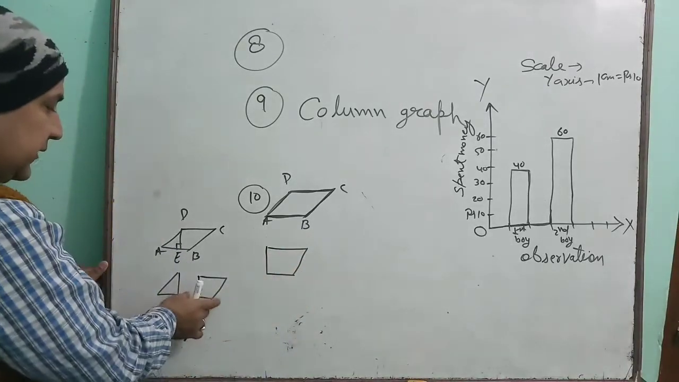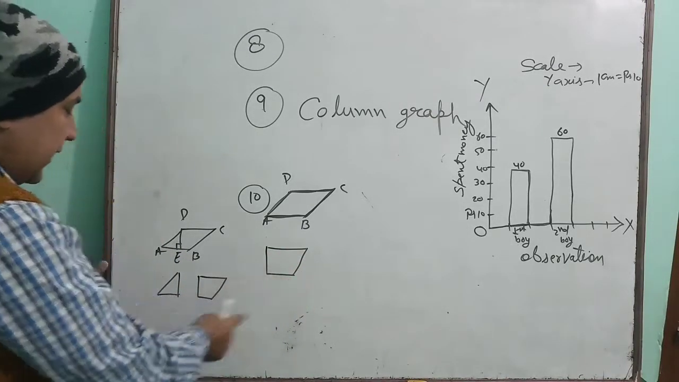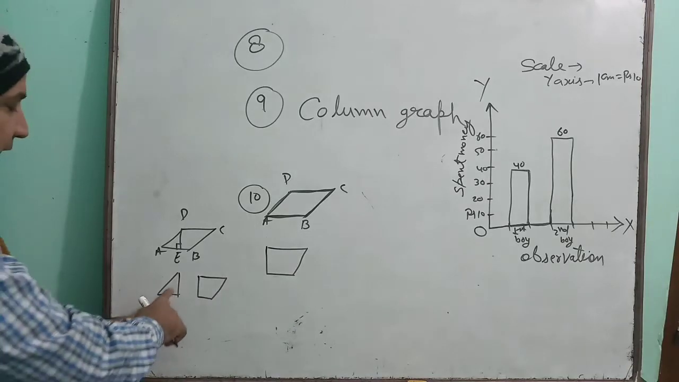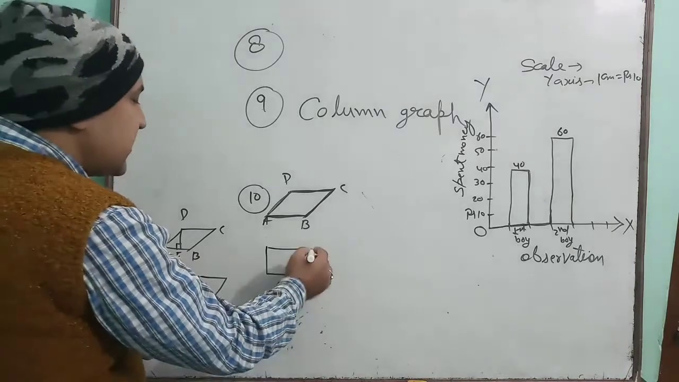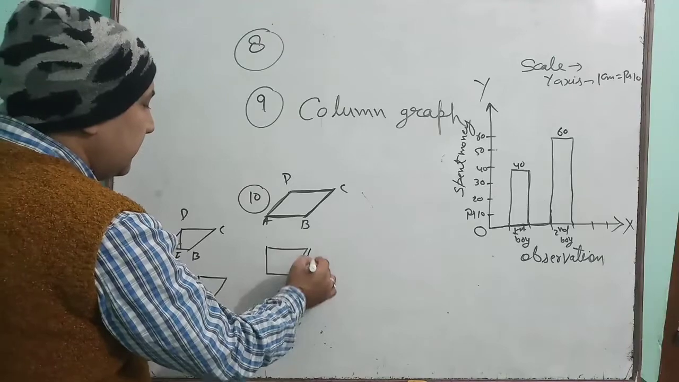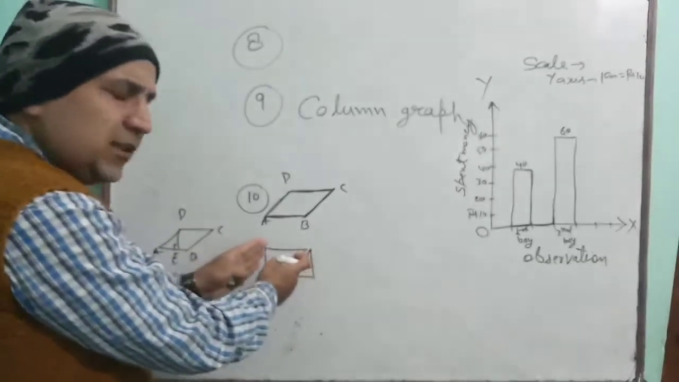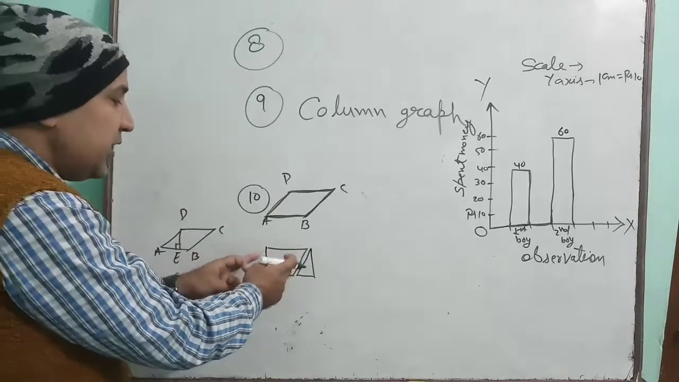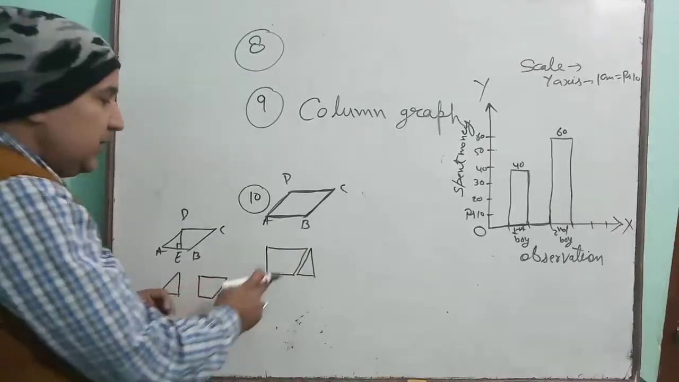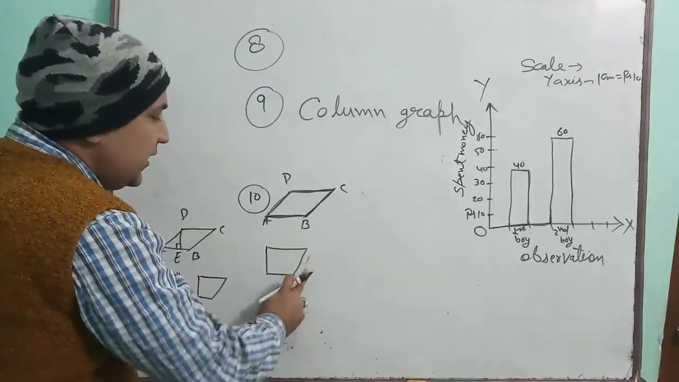See here, this second part will be kept here and this first triangular part you will attach to the second part here. When you join this, you will find that it looks like a rectangle. There should be no gap actually.